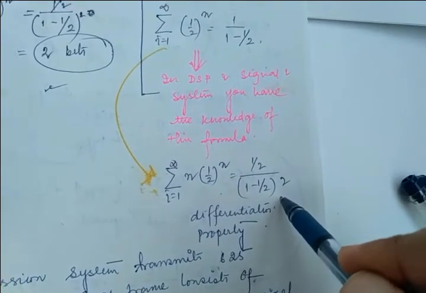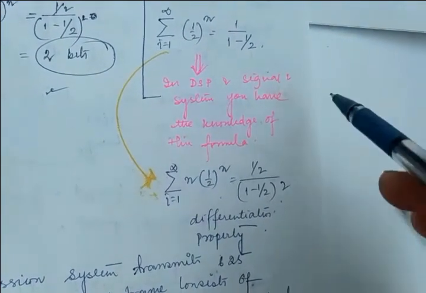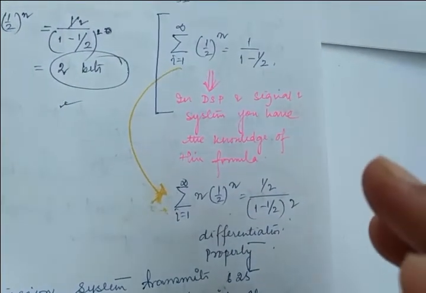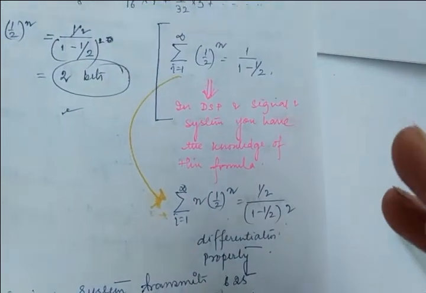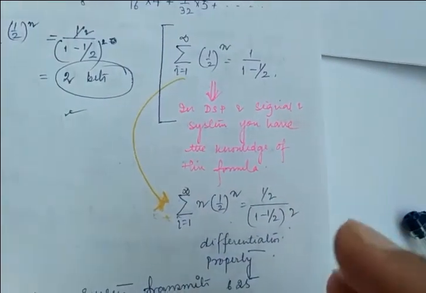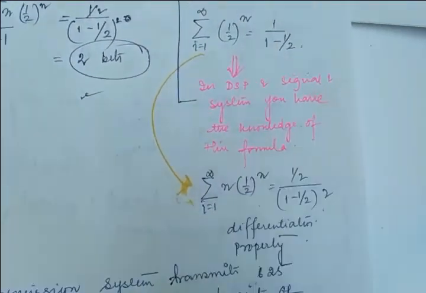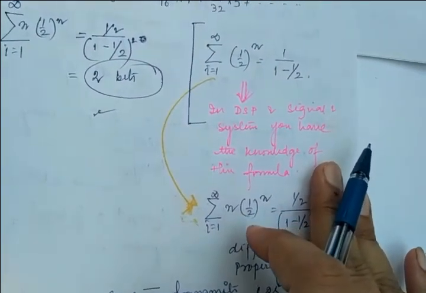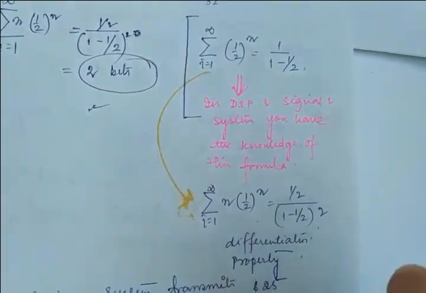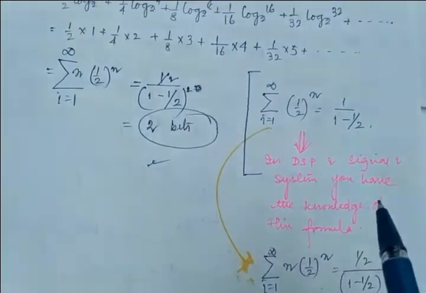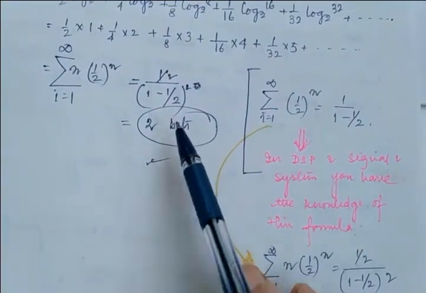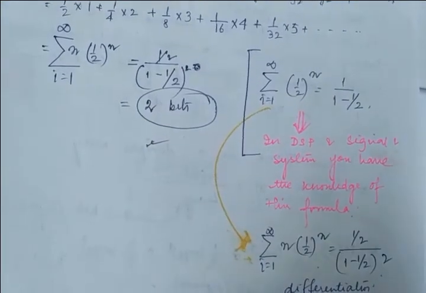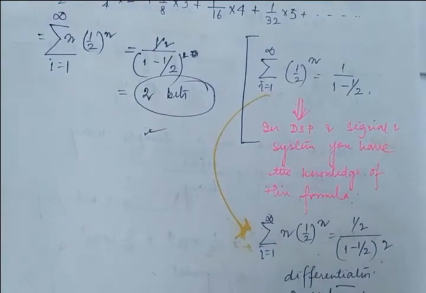Right, so to solve the questions of information coding theory, you must have the knowledge of DSP, mathematics, and signals and systems. All are correlated with each other, so you have to concentrate on each and every subject equally. If we apply the formula, you can easily calculate the value, and this is nothing but 2 bits. So the answer is the same, right?